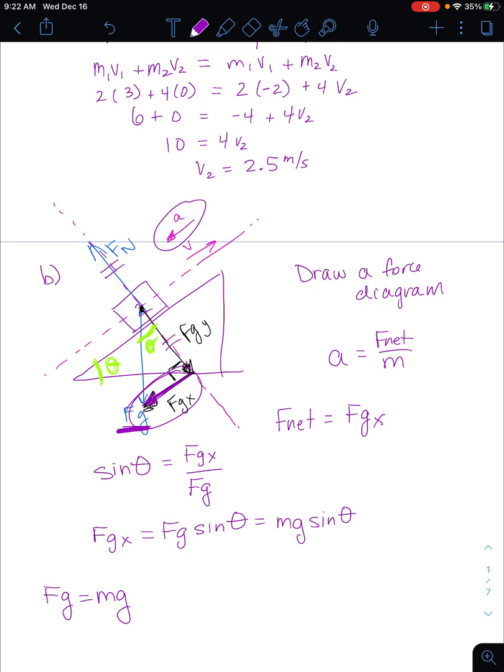All right, so I did all that so that I could figure out my net force. And now what I really want to do is find my acceleration. My acceleration is my net force divided by my mass. So because acceleration is equal to net force divided by my mass, I can take my net force of FGX and I can divide it by my mass.